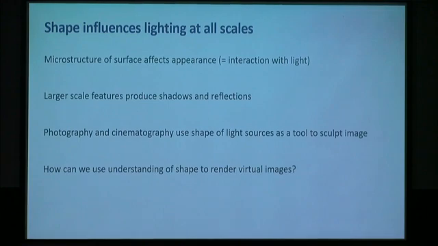Something I won't actually talk about, in photography and cinematography, artists use the shape of light sources to sculpt images. Bigger light sources will typically give you a softer light and a smoother shadow. That's very important certainly in cinematography. But the question I want to explore is how do we understand shape when we're producing computer graphics?